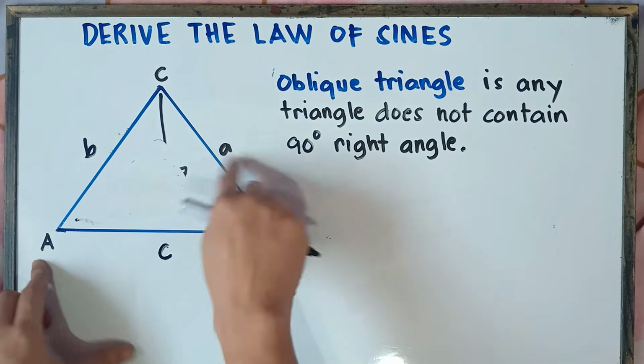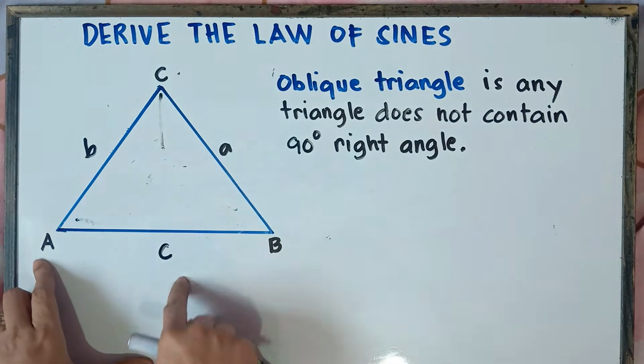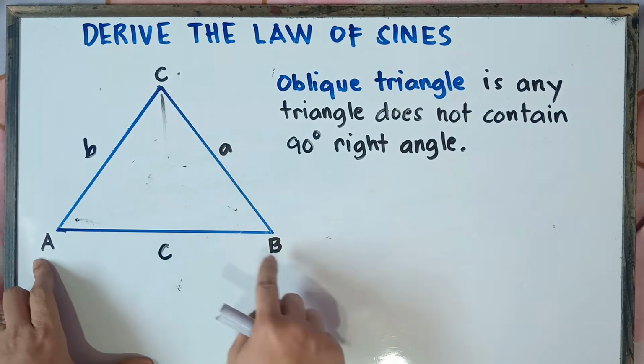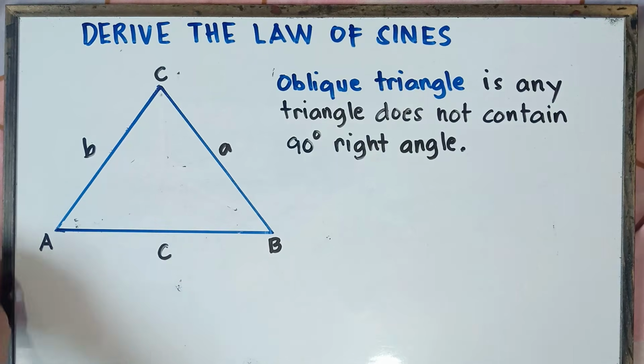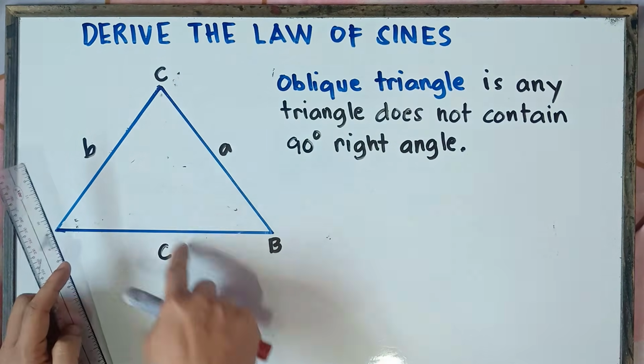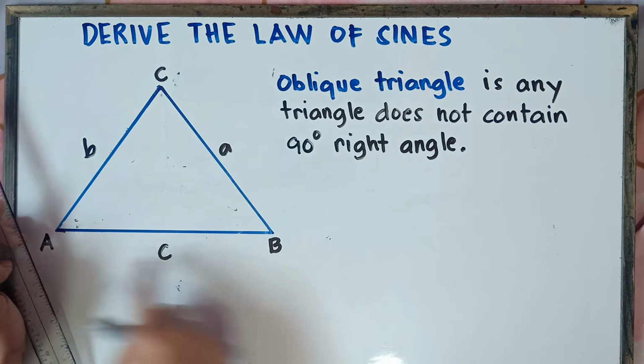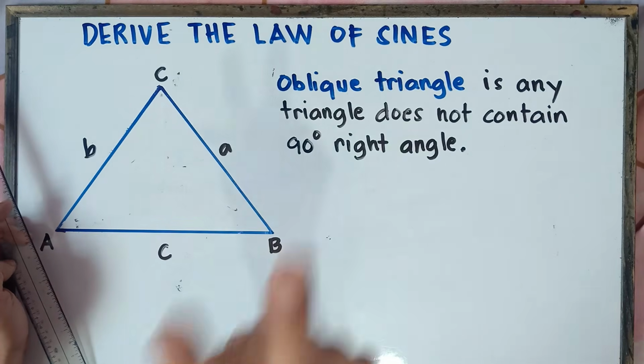Opposite of angle A, that would be side A. Opposite of angle C, that would be side C. Opposite of angle B, that would be side B. Now, what if we draw a line, class, from angle C going to side C, in which the line is perpendicular to side AB? It forms 90 degrees.